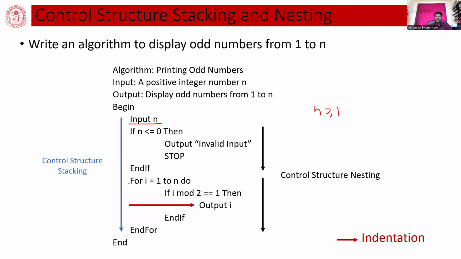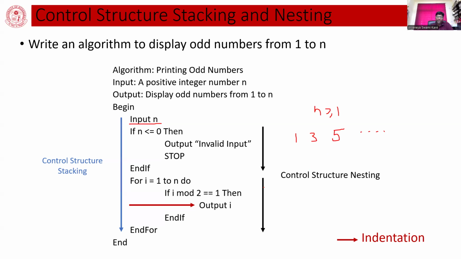Then we repeat for I equal to 1 to n do: if I mod 2 equals 1, it means that I contains an odd number. If this condition is true, we output I. When I is 1, 1 is displayed initially. When next I becomes 2, 2 mod 2 is 0, which is not 1, so it is false. Then when I becomes 3, 3 mod 2 equals 1, so 3 will be displayed. When I becomes 5, 5 mod 2 is 1, so 5 will be displayed, and so on. So it will display only the odd integers in the range 1 to n, including both 1 and n.